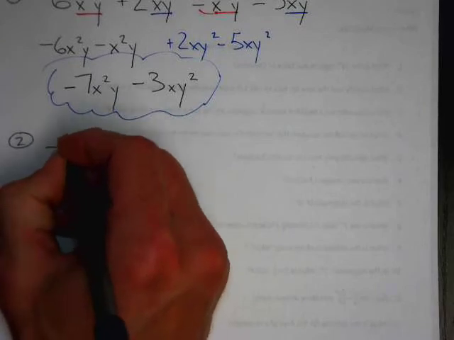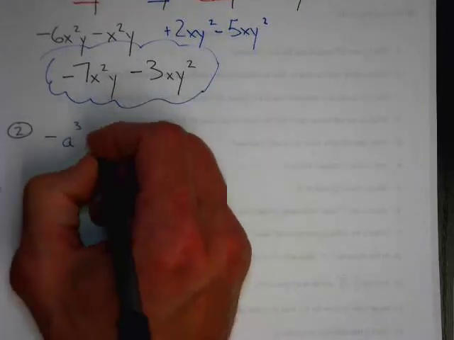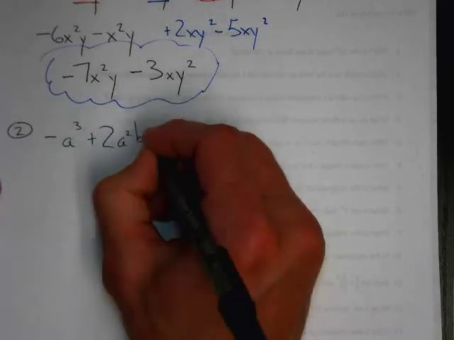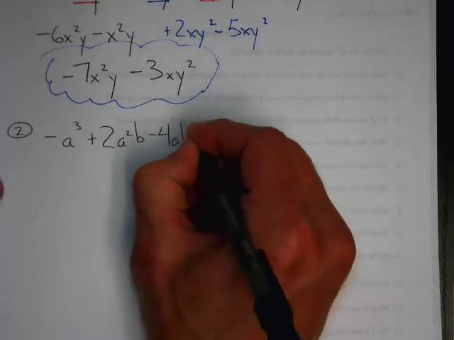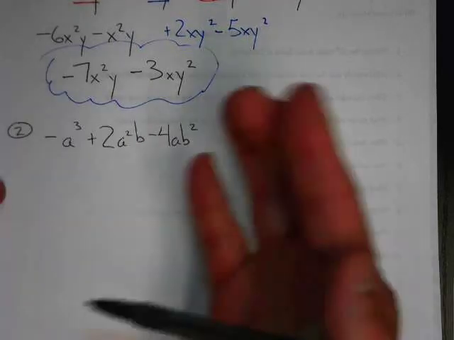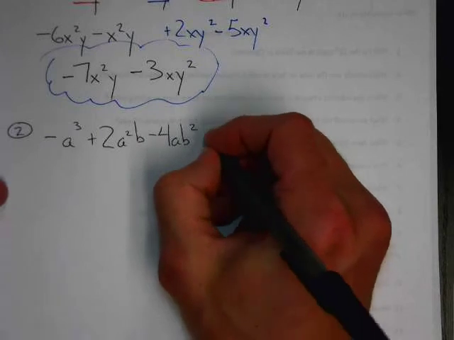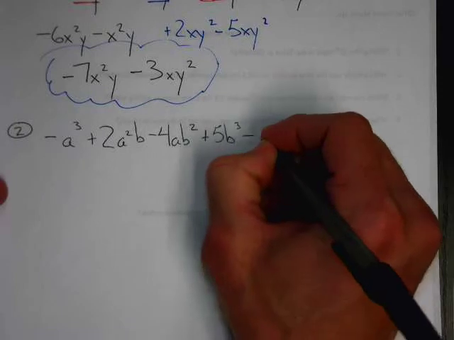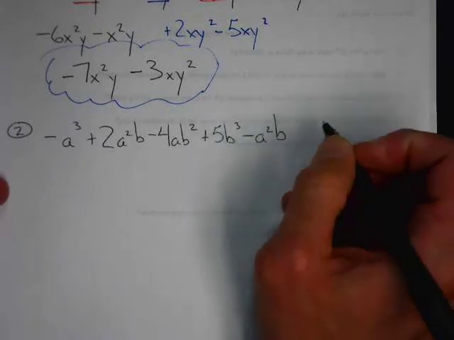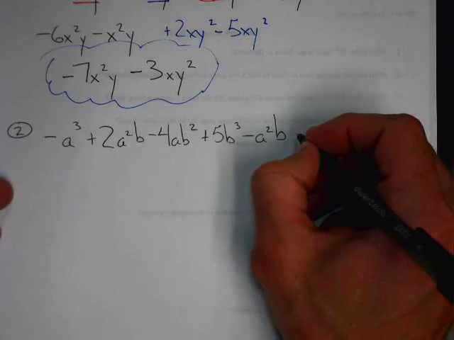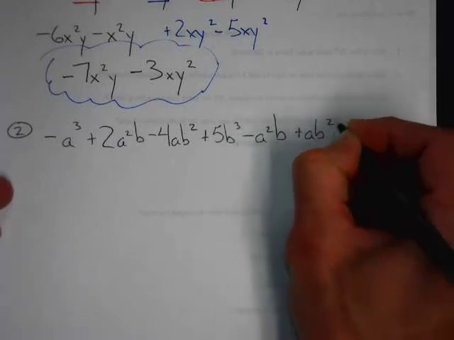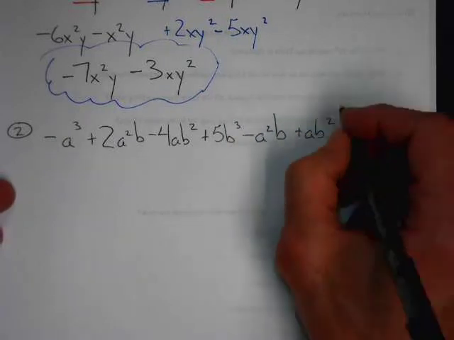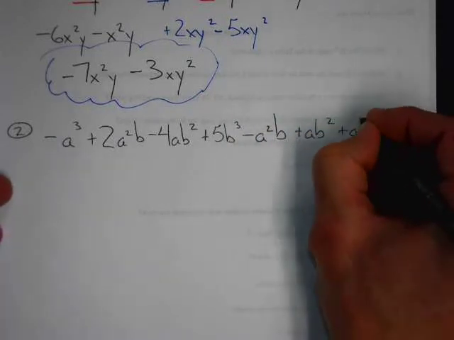So we have negative a to the third power, whatever that means, plus 2a squared b, minus 4ab squared. So far I haven't heard any same units of measure. Plus 5b to the third, minus a squared b. Hey, that rings a bell. Feels like we mentioned that before. Plus ab squared plus an ab squared. So minus an a squared b plus an ab squared plus an a to the third power.